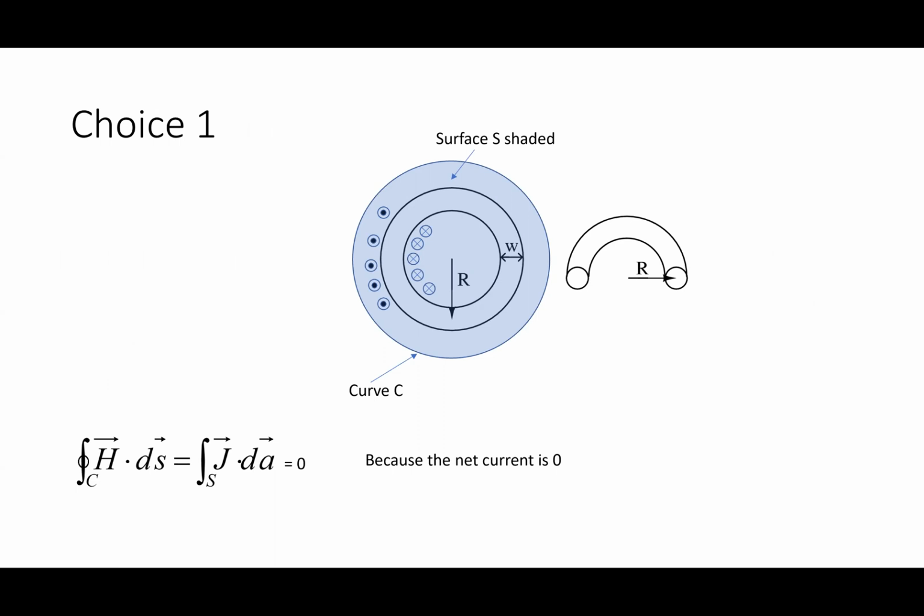Now I've got a couple of different places. I basically said the total current going through a surface gives rise to an H field around the outside. Man, I didn't delete that out. I said it's 0. Why is that 0? Why is that equal to 0?